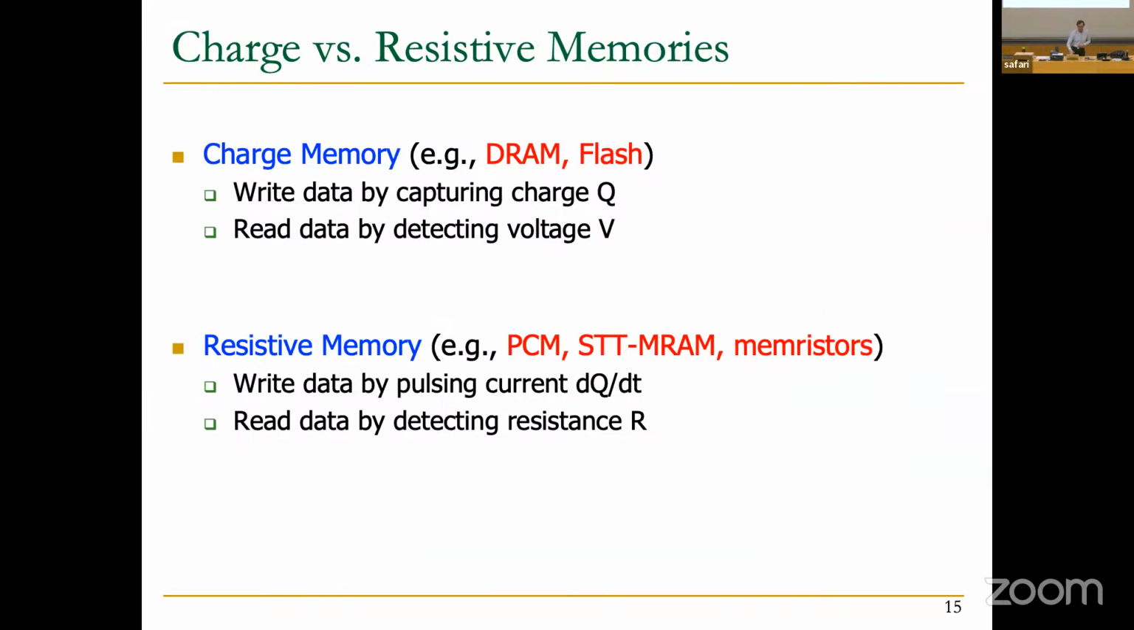Okay, so one thing that I will discuss related to these technologies is that today's memory technologies that have been successful are charge-based. On the memory and storage side, DRAM and flash are both charge-based. You essentially write data by capturing charge in some capacitor, or in the flash memory case, a floating gate transistor. Again, I won't go into a lot of detail here. And then you read data by detecting voltage. Whereas these other technologies that are fundamentally more scalable are actually resistive. Essentially, you store resistance, and you write data by pulsing some current, and you read data by detecting resistance.